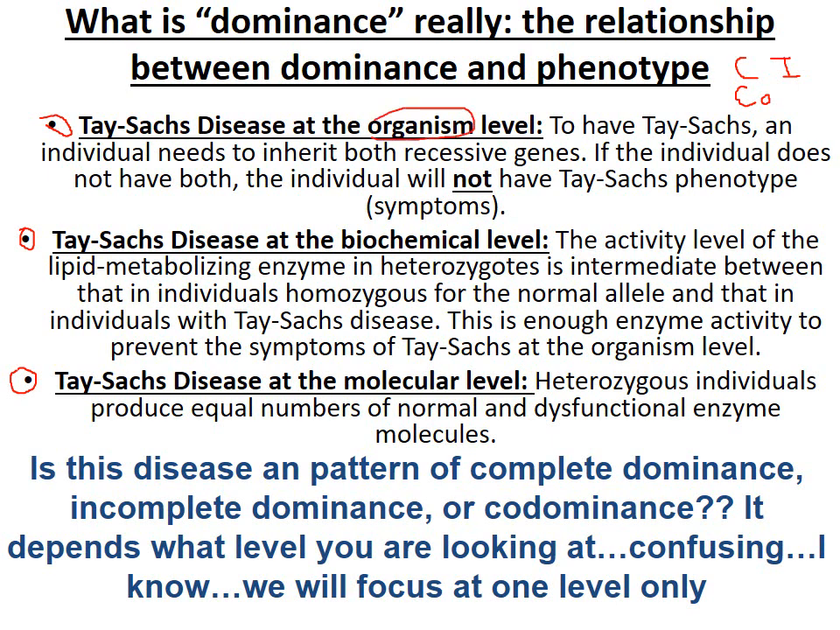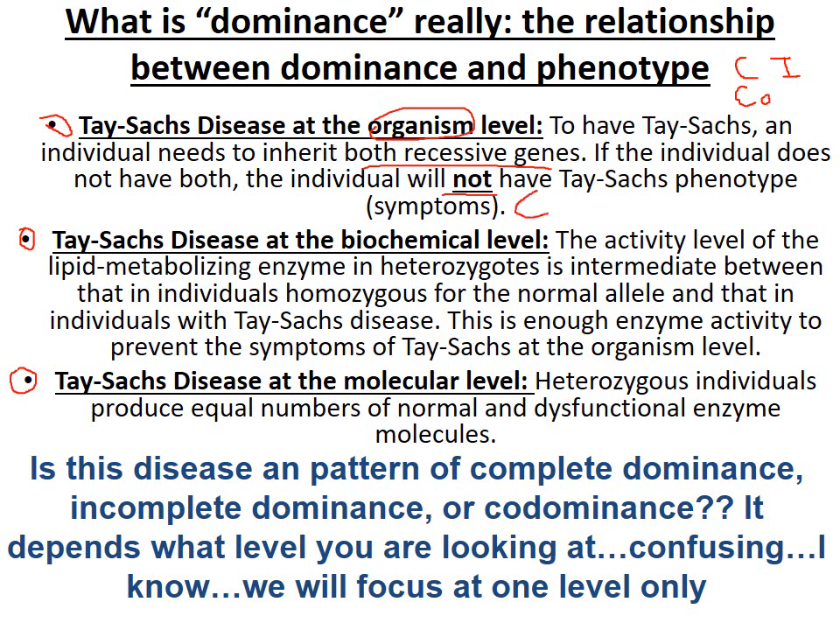So the first one, Tay-Sachs disease at the organism level. It says that to have Tay-Sachs, you need to have both recessive genes. If the individual does not have both, the individual will not have Tay-Sachs. So what that means is there is a clear difference between the heterozygous individual and the recessive individual. So hopefully you chose that this is complete dominance.